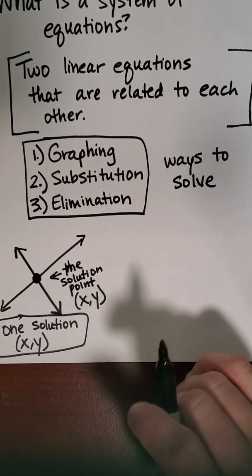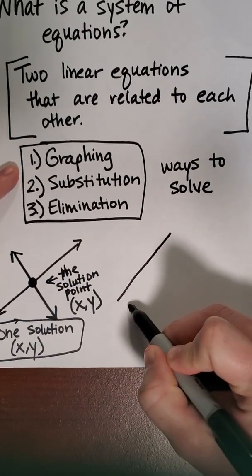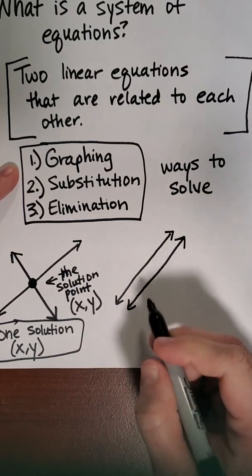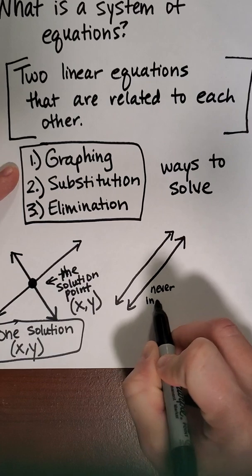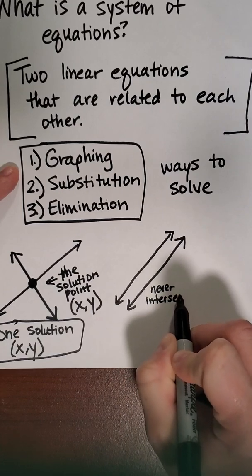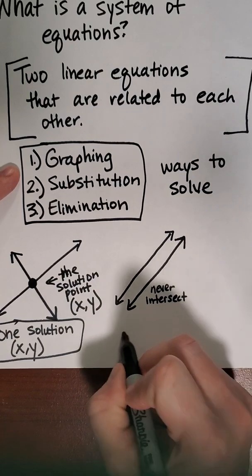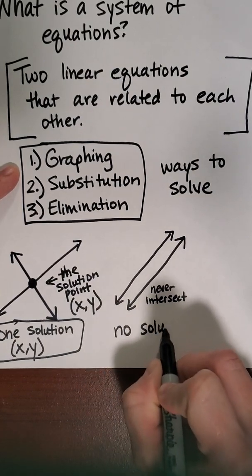There are other options. If I graph two lines and they are parallel to each other, that means that they will never intersect. And if they never intersect, then that means that they do not have a solution point. So whenever you have parallel lines, you're going to write no solution.